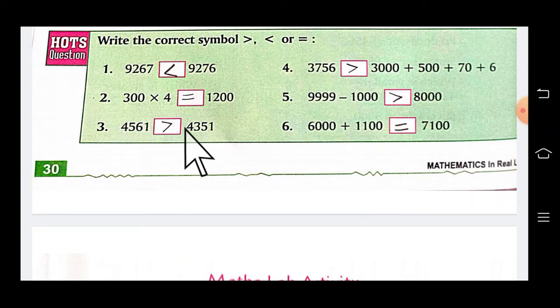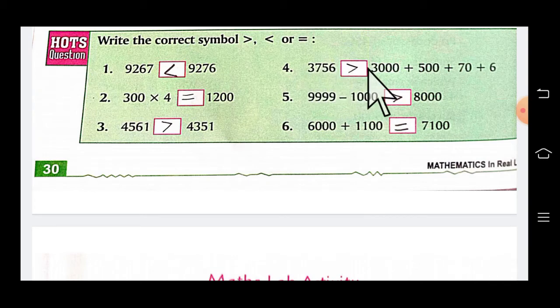4561. Here 4351. So what you are doing? 4 and 4, both sides same. Now 5 and 3. Who is bigger? 5. So 4561 is bigger.